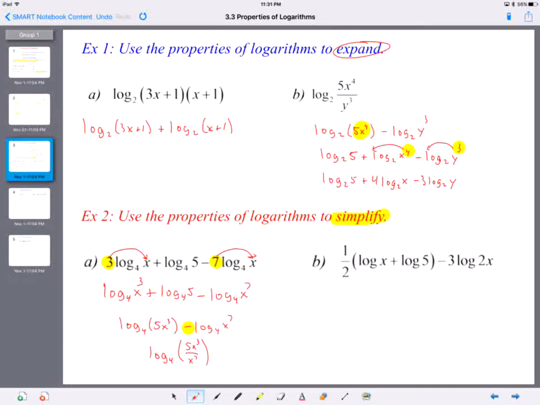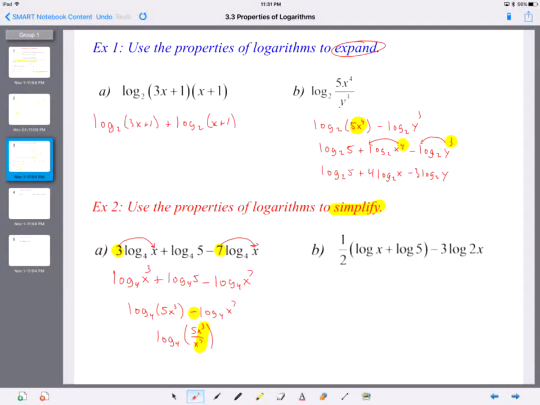Now, in terms of going from 3 logarithms to 1, we've done that. We actually can simplify this because we do have a common base here. So let's go one more step on this one. And this will be log base 4 of 5 over x to the 4th, because there's more x's on the bottom. So 7 minus 3 is 4, and since they start on the bottom, they stay on the bottom with x to the 4th. So that's simplifying it in terms of getting to a single logarithm.